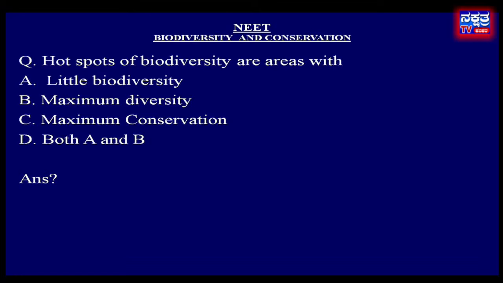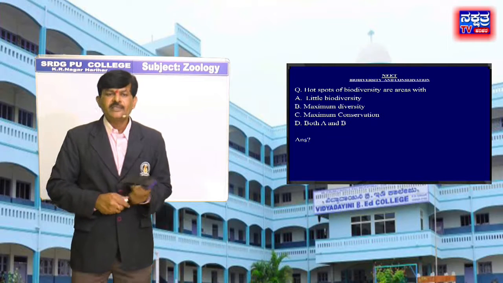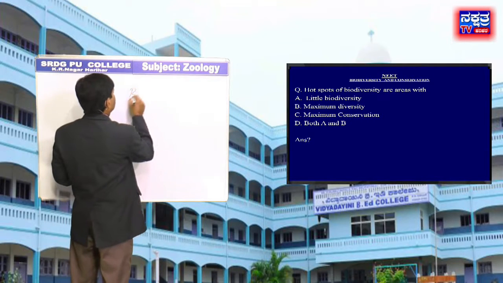Hotspots of biodiversity are areas with option A, little biodiversity, B, maximum diversity, C, maximum conservation, D, both A and B. Biodiversity hotspots.